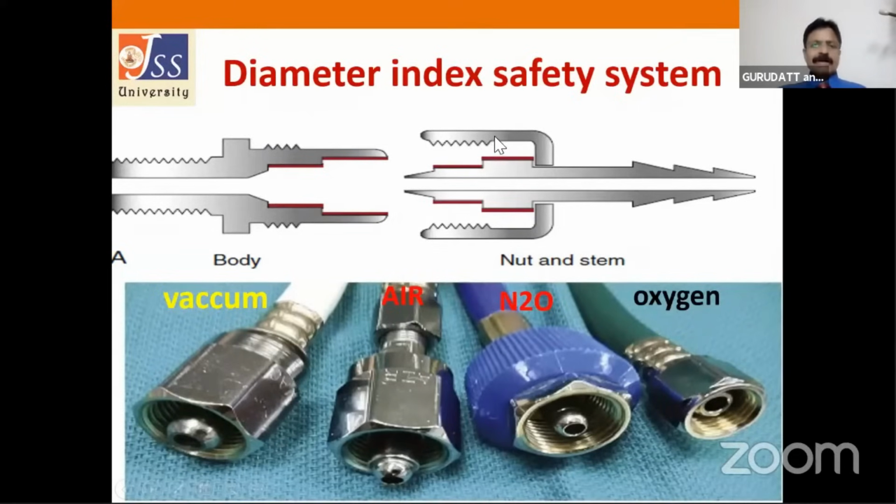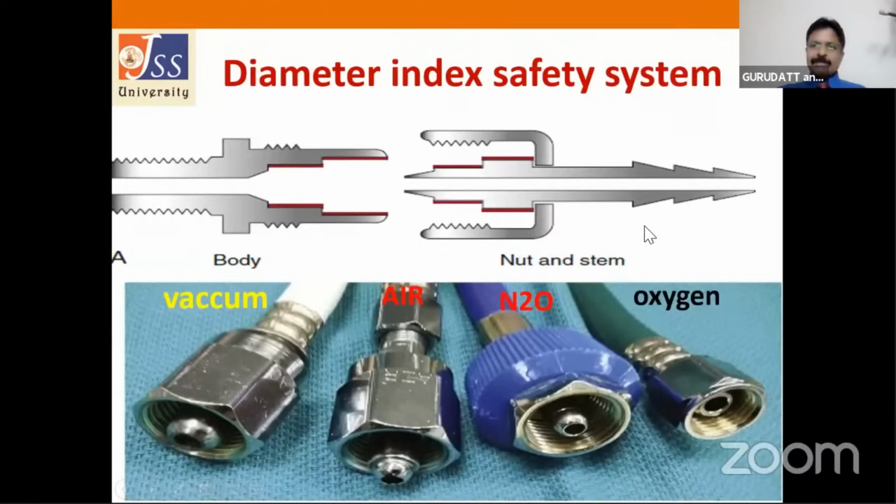You have a nut and then a stem on the pipeline connector side, and you have a body on the workstation side. So the diameters of the body and the diameters of the nut and stem have to match each other. Only then can you connect a particular pipeline onto that particular body of the inlet on the workstation. Otherwise you will not be able to connect, because they don't align with each other, and this is called the diameter index safety system. So here one thing you should realize, the nuts and the stem are both diameter indexed.